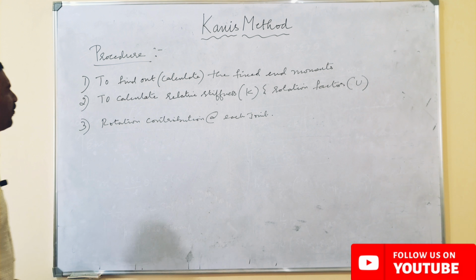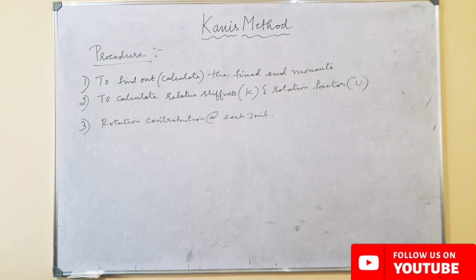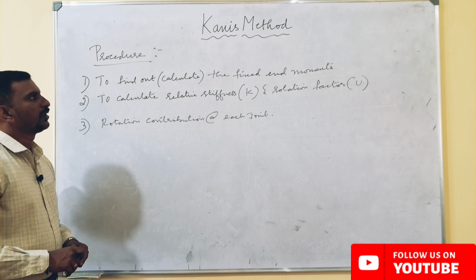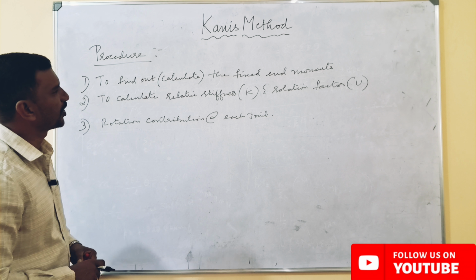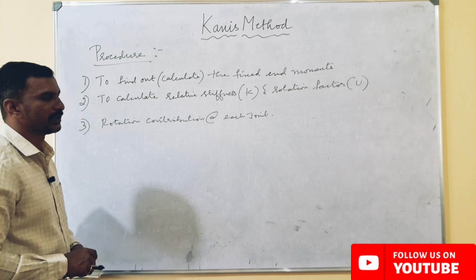So these are some of the procedure which we need to follow while analyzing an indeterminate structure with the help of Kani's method. Similarly, we shall see how to analyze the structure with the help of Kani's method in the coming classes by taking few numericals. Thank you.